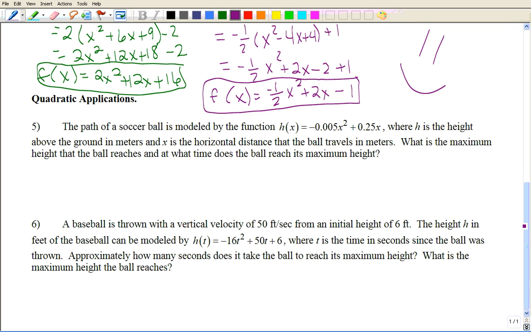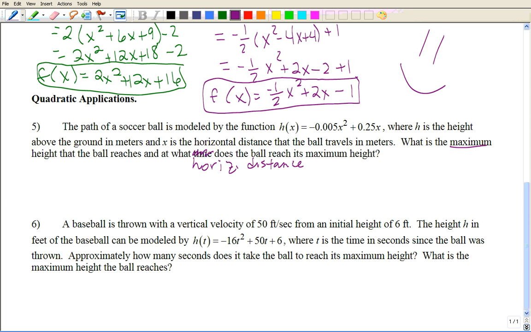Okay, and finally, quadratic applications. The path of a soccer ball is modeled by this function where h is the height above the ground in meters and x is the horizontal distance that the ball travels in meters. What is the maximum height the ball reaches and at what time? That should say at what horizontal distance, since that's what x stands for. Sorry, little typo. Horizontal distance as the ball reaches its maximum height.